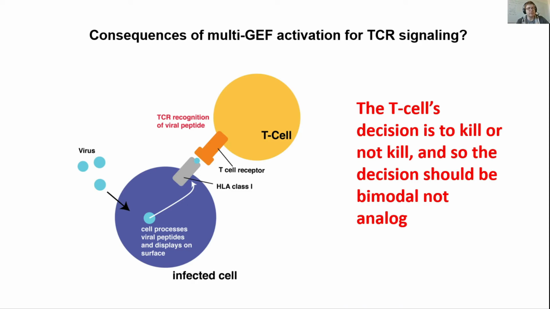You've got to make a decision about whether you're going to kill it or not kill it. And so the decision that the cell makes should be bimodal. The cell should say, I'm going to kill this thing or I'm not going to kill something. It should not be an analog thing. So it really has to make a commitment. And that's what the real consequence of having multi-GEF activation in this TCR system is.